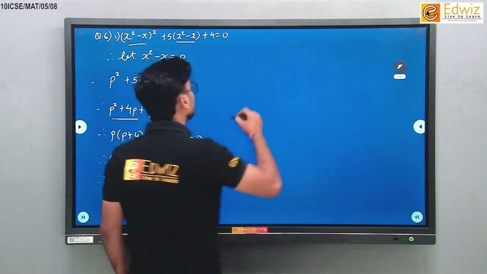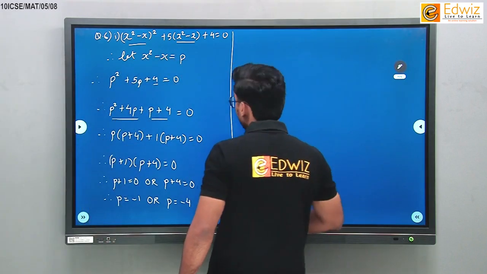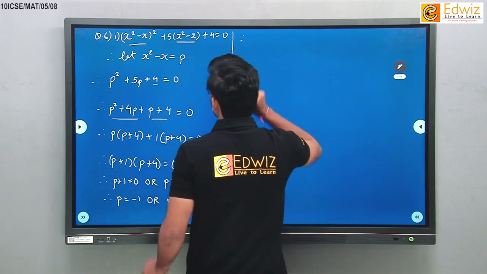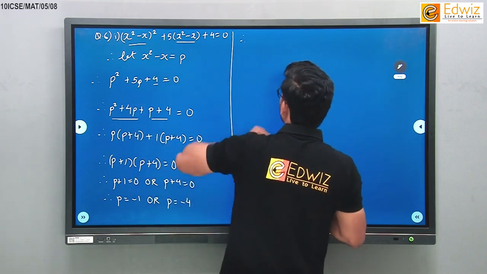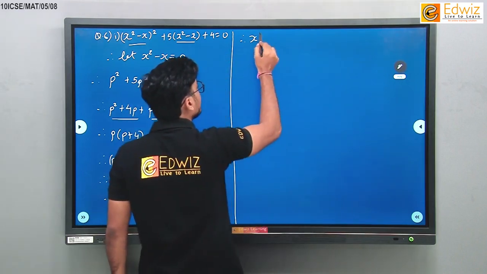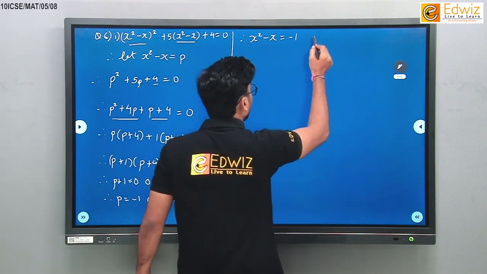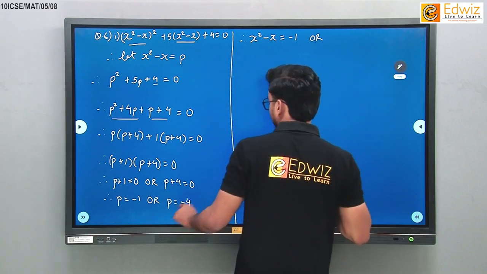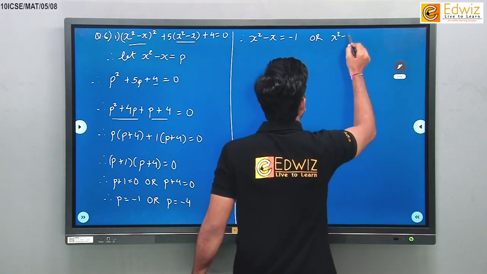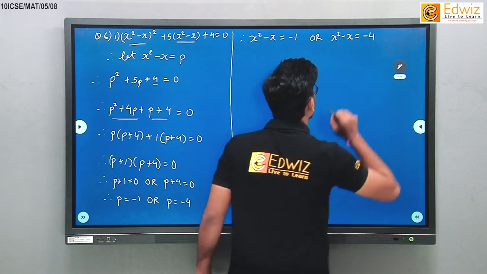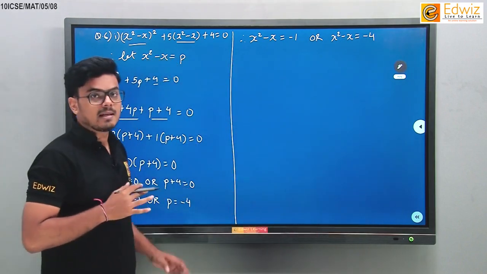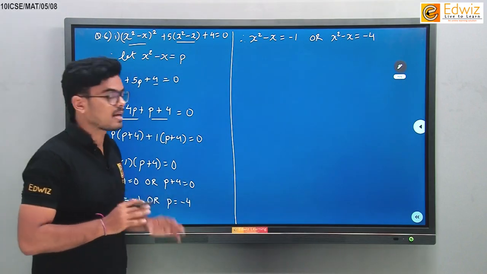But if we resubstitute the value of p here, okay, therefore, what value of p did we take? x square minus x. So x square minus x equal to minus 1, or the second case is x square minus x equal to minus 4. Both are the possible solutions. Let us see in which of these two the solutions can exist.